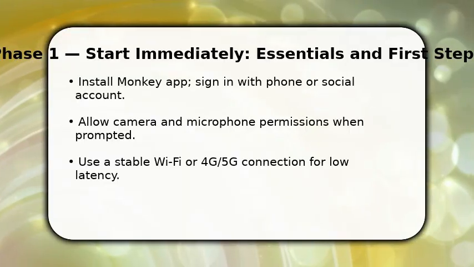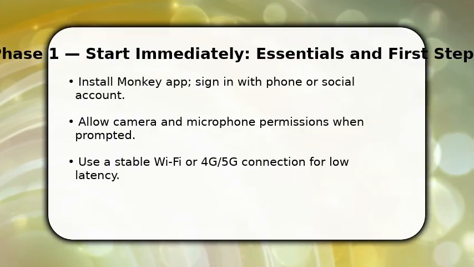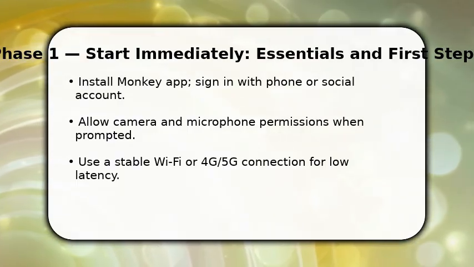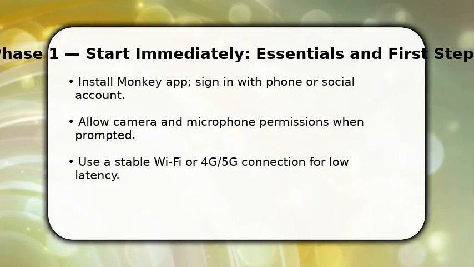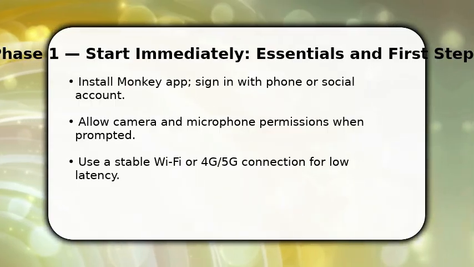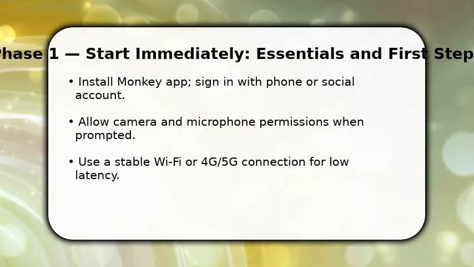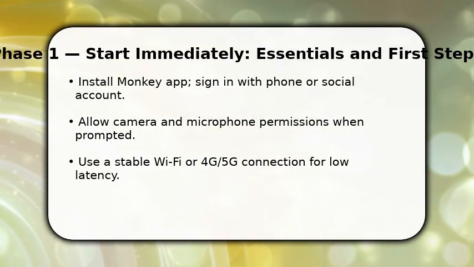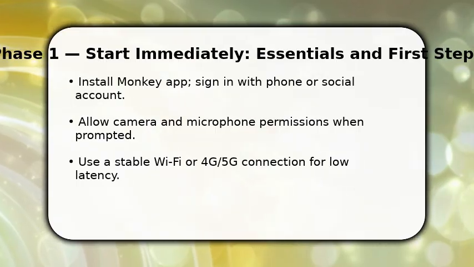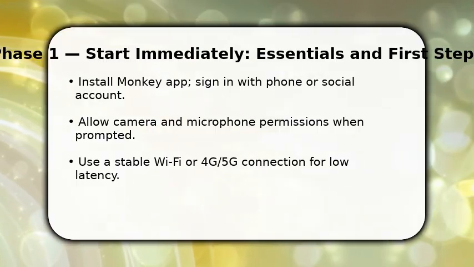You start by confirming the basics. Install Monkey and sign in, then grant camera and mic access so the app can capture video immediately. Once done, make sure your device camera is selected in System Settings. Front versus rear matters for framing. Use a stable Wi-Fi or good cellular signal to avoid choppy video.